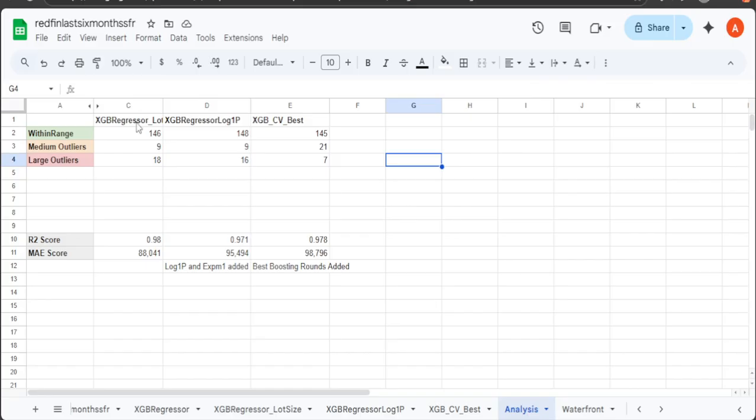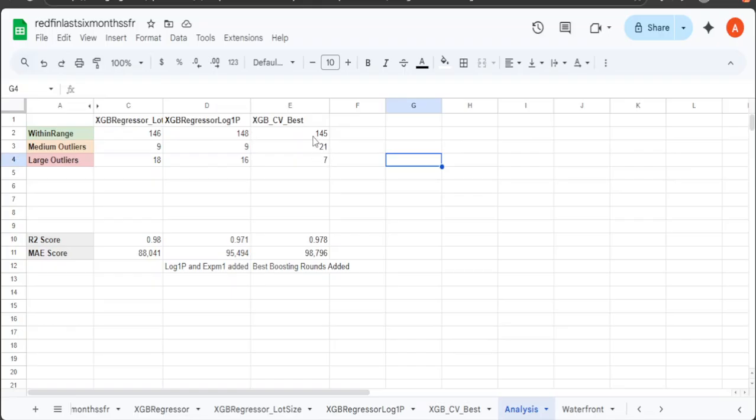The XGB regressor with lot size all filled out at 146 within range. XGB regressor log 1P applied, 148 within range. XGBoost cross validation best boosting rounds with the log 1P. It had 145, but the difference is the large outliers was at 7 compared to these two models, which were 18 and 16, even though the medium outliers was at 21, so a lot more medium outliers. But the medium outliers is between 15 and 20%.